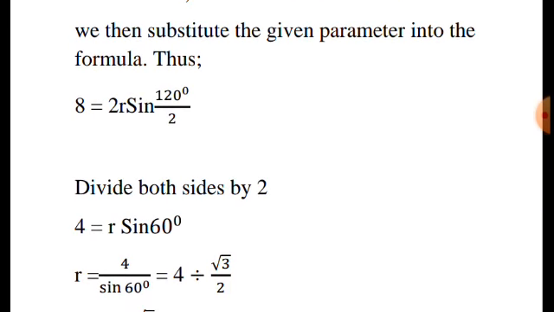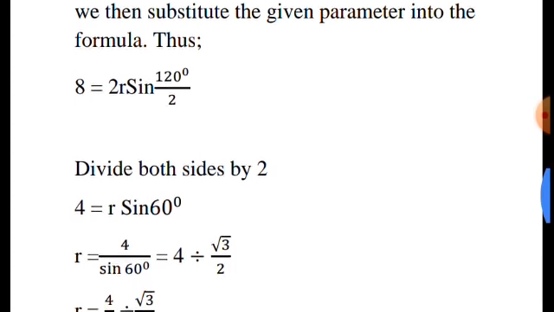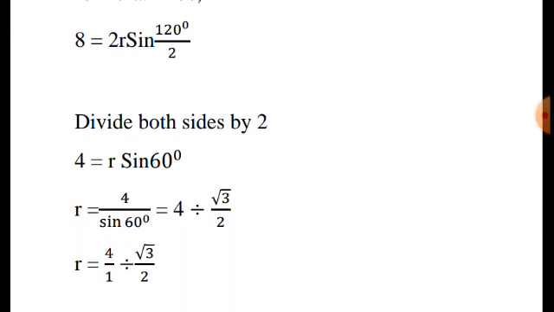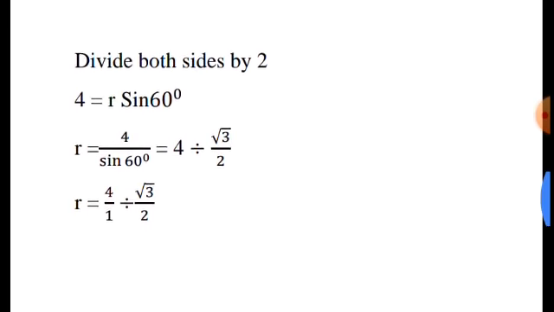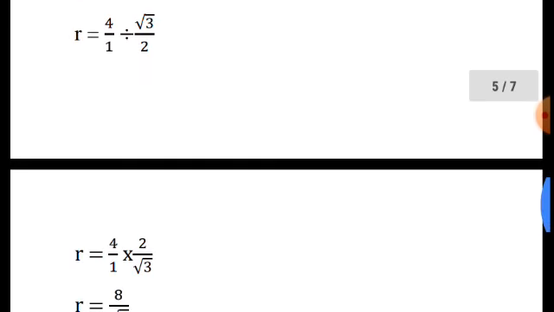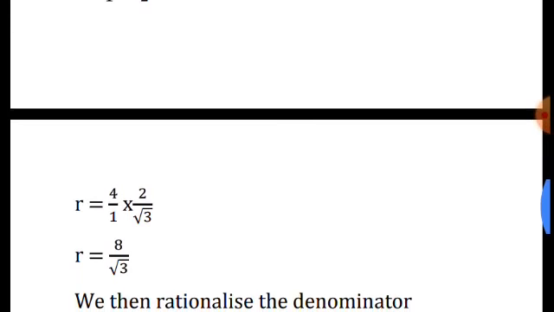So when we make r the subject of the formula, or better still, you can divide both sides by sine 60 degree. You will have r is equal to 4 over sine 60 degree, which is the same thing as 4 divided by sine 60 degree. And remember that sine 60 degree is root 3 over 2. So r will become 4 over 1 divided by root 3 over 2. So at the end of the day, our r will be 4 over 1 multiplied by 2 over root 3, which is equal to 8 over root 3.